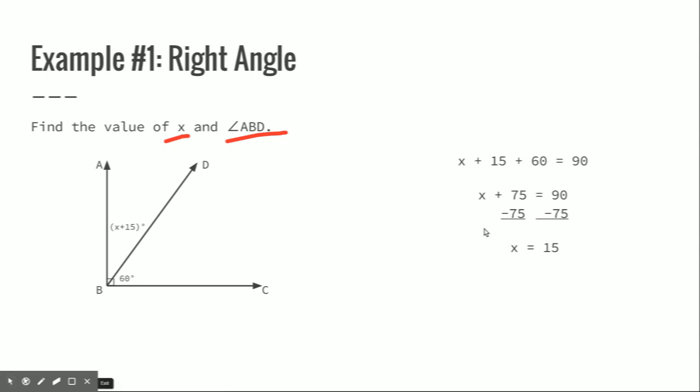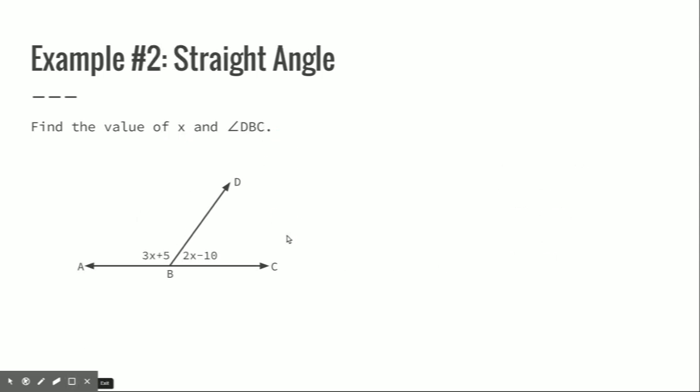And to do that, we just plug 15 back into x, and that gives us 30, because 15 plus 15 is 30. And that's really all you're doing to find the missing angle. Now on a straight angle, remember, a straight angle equals 180 degrees.